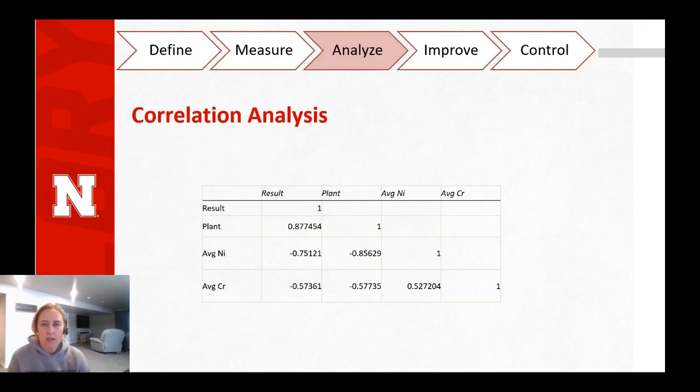But really focusing on that first column, we do have that 0.75 negative correlation between the results, whether it was cracking or not, and the nickel thickness, and a negative correlation of 0.57 for the chrome. So the highest correlation we have to predicting whether it was going to crack or not is what plant it was PVD'd at. The next step is the nickel, and not a huge correlation for the chrome. So nickel thickness does play a factor, but the highest factor is the plant.